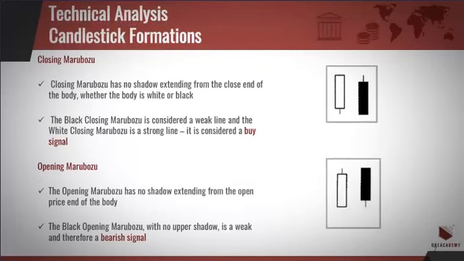Closing Marubozu. Closing Marubozu has no shadow extending from the close end of the body, whether the body is white or black. The black closing Marubozu is considered a weak line, and the white closing Marubozu is a strong line. It is considered a buy signal.